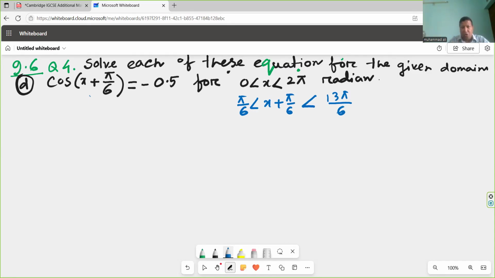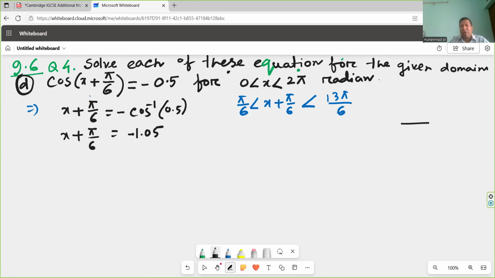Now what this means is our domain will be π/6 < x + π/6 < 13π/6. Now x + π/6 = −cos⁻¹(0.5), so it will become −1.05. Now we have to check in this interval where cos is negative. Cos is negative in the second quadrant and third quadrant.